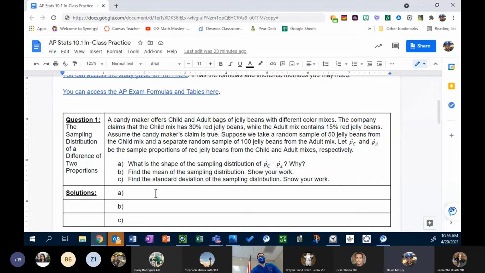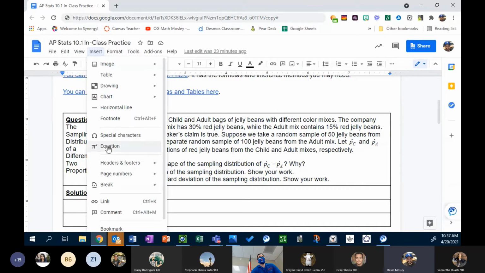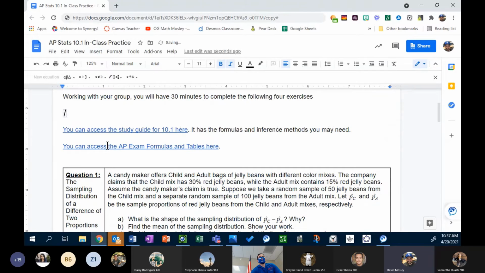You can write math in the Google document. If you go to Insert, Equation, you get this little set of tools here. You can type math into this space. If you want to have something that's typed math, that is an option.